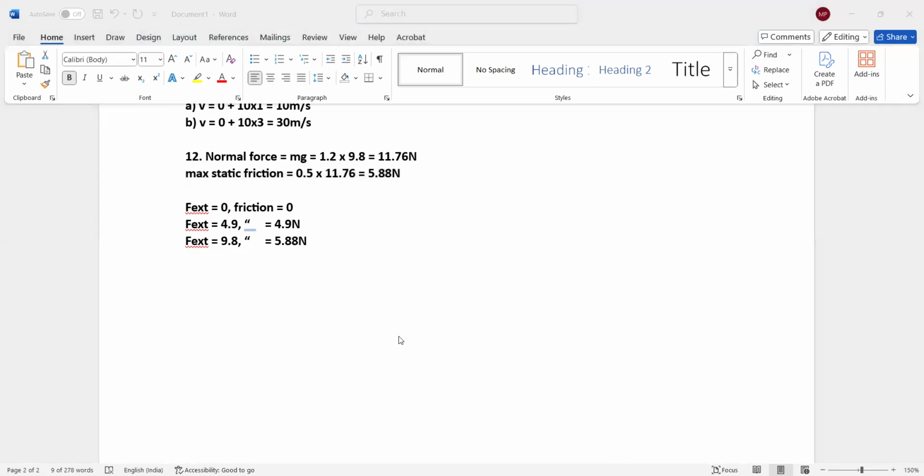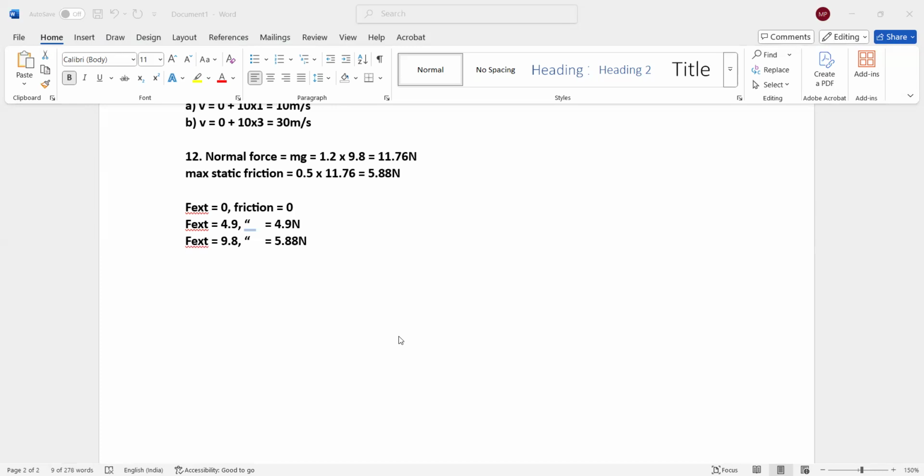13th question is, for a block on a surface, the maximum force of static friction is 10. What will be the force of friction on the block when a 5 Newton external force is applied to it parallel to the surface on which it is resting? So the applied force is 5 Newton and it is less than maximum static friction, that is 10 Newton. So the frictional force will be 5 Newton.